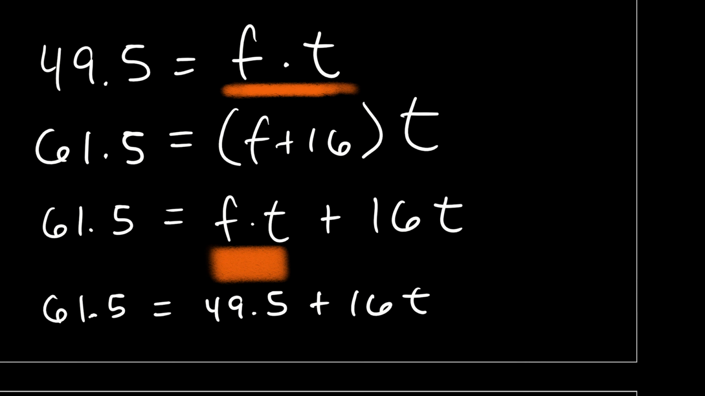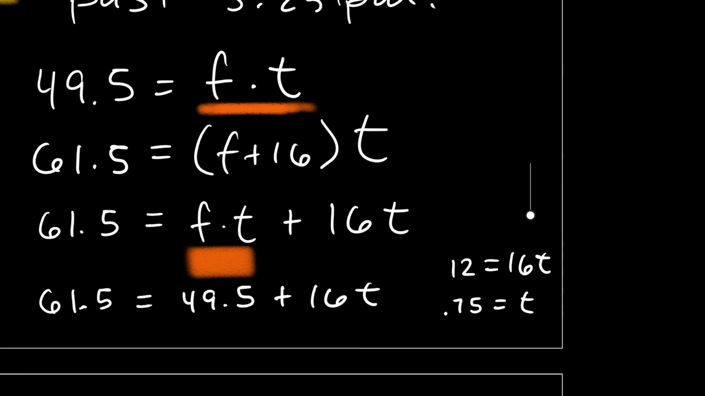So I'm going to take 61.5 and subtract from it 49.5, and I get 12. So I get 12 equals 16 times t. If I divide both sides by 16, 12 divided by 16, it's a fraction, but it reduces to 3/4, which is 0.75. So this is 3/4 of an hour. And I don't have to do a lot of dimensional analysis. This is going to be easy for me to deal with. So what happens is I've gone 45 more minutes.